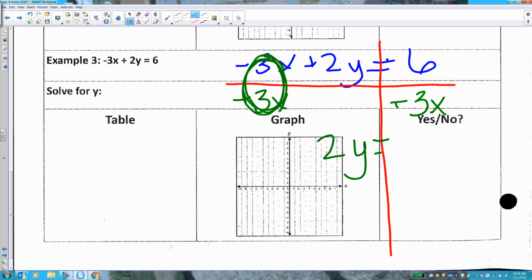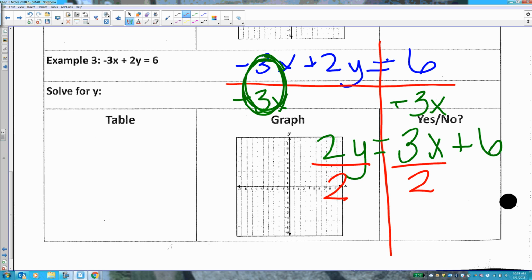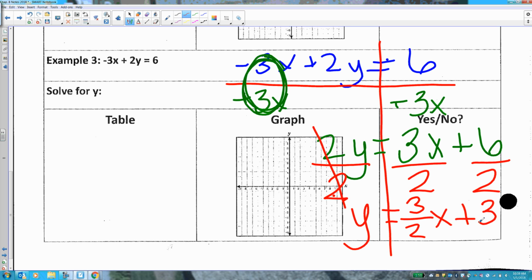2y equals 3x plus 6. If you notice, I always put the x in front. You don't have to. That just makes it easier when it comes time to graph. And now if you'll see, there's still a 2. So we're going to divide everything by that 2. Divide that by 2, divide that by 2, divide that by 2. So 2 divided by 2 just leaves us with y, or 1y. 3 divided by 2, just leave it as a fraction. So it's 3 over 2x plus 6 divided by 2 is 3.